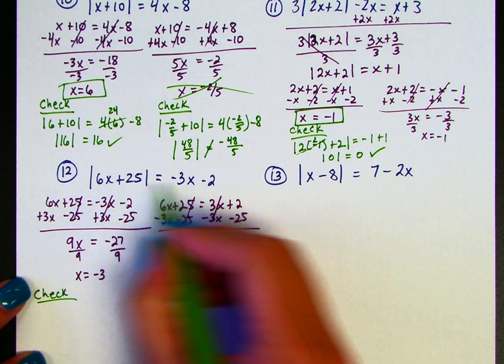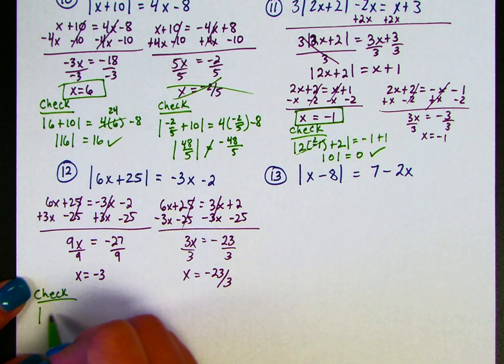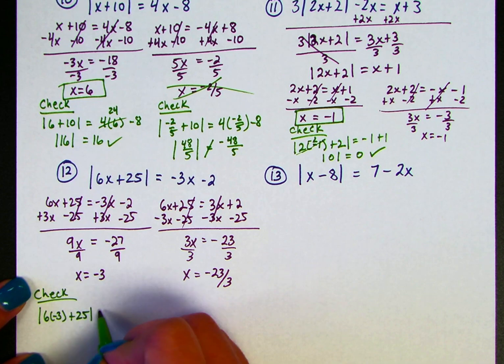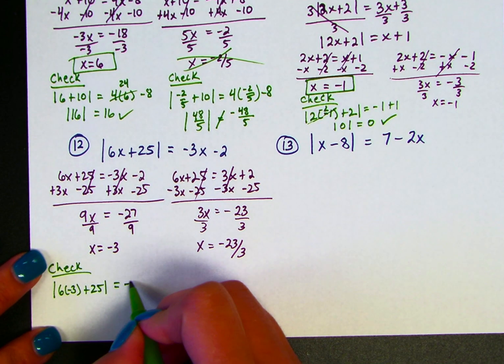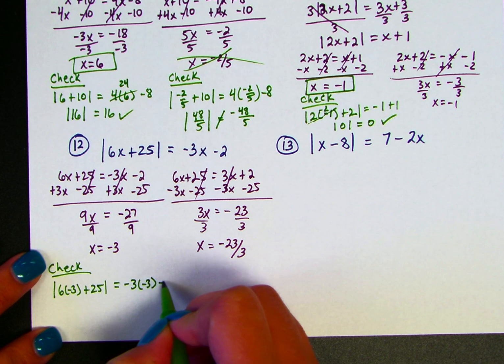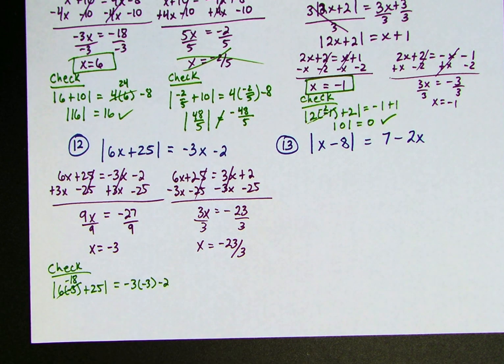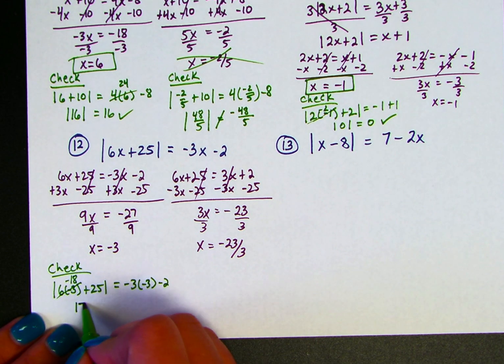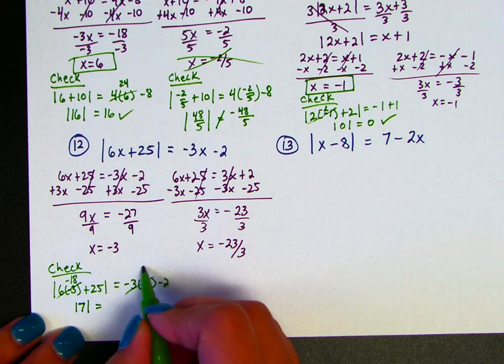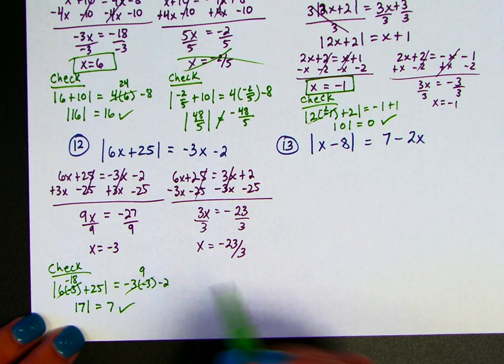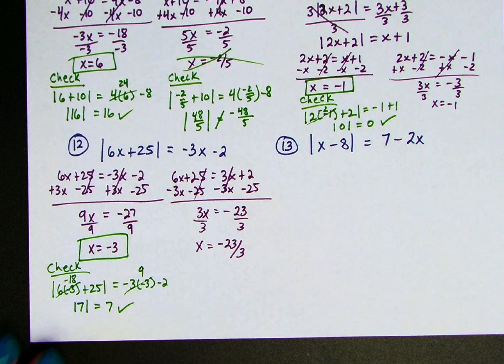All right, so again, going back to this original problem. So this will be 6 times -3 plus 25 equals -3 times -3 minus 2. So this is really -18. So -18 plus 25 is going to be 7 in the absolute value. That's 9, so 9 minus 2 is positive 7. So that is a true statement. So that is a correct answer.